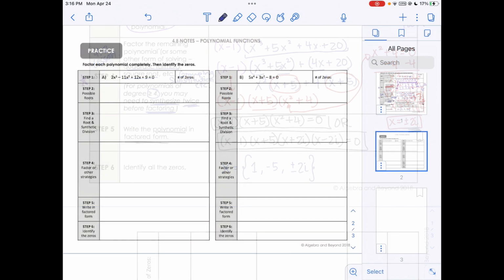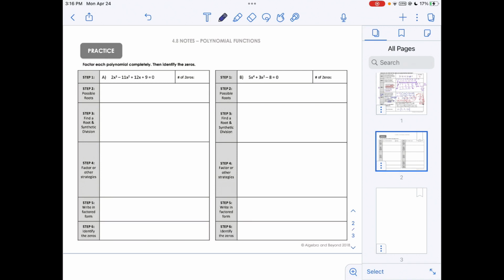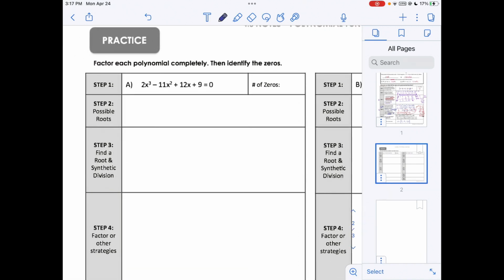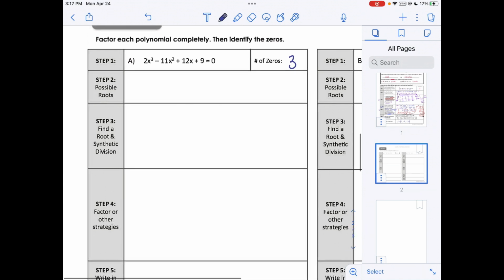All right, so just the classwork part. This is not considered homework, so please make sure you get this done, okay? So 2x cubed minus 11x squared plus 12x plus 9 equals 0. So the expected number of zeros is 3. Make sure at the end you have 3 roots, okay?